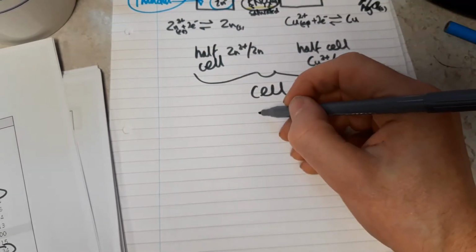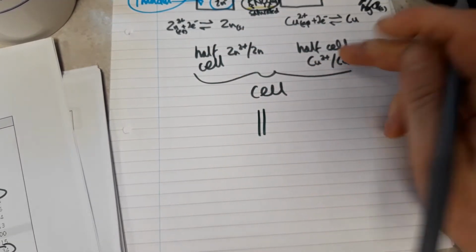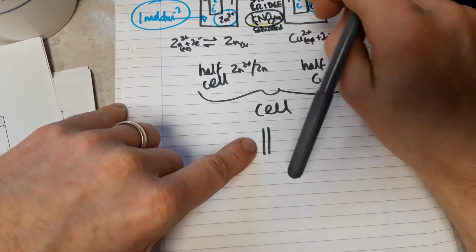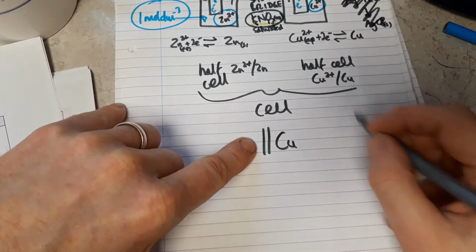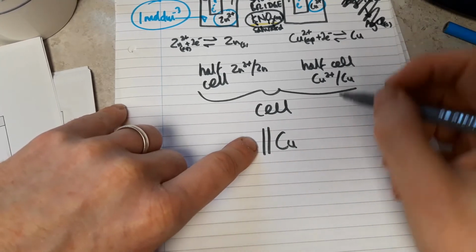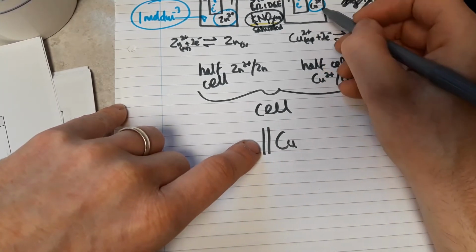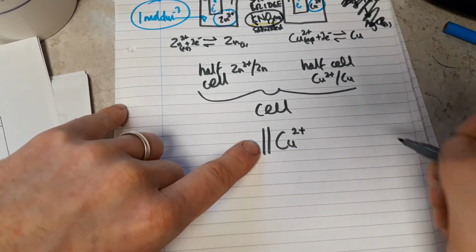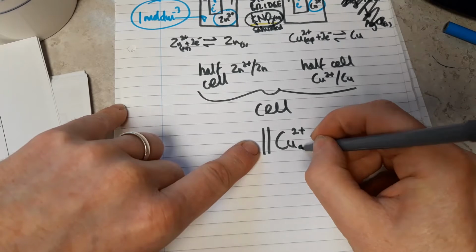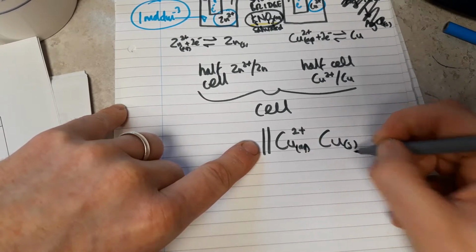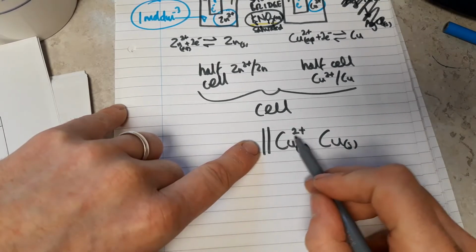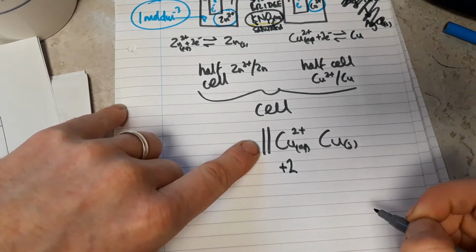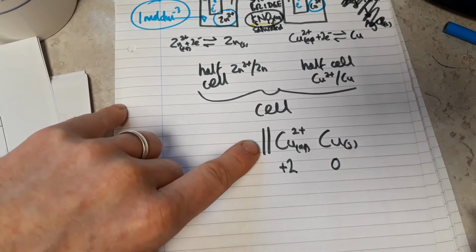So what we do, we go double line down the middle, which represents the salt bridge. On this side, I'm going to put the Cu half cell. And I want to say that I've got copper and copper 2+. I'm going to put the copper 2+ next to the salt bridge, and I'm going to put the copper next to it. I'm going to write the state symbols in like that. The reason I put the copper 2+ here is because it has an oxidation state of +2 and the copper has an oxidation state of 0.